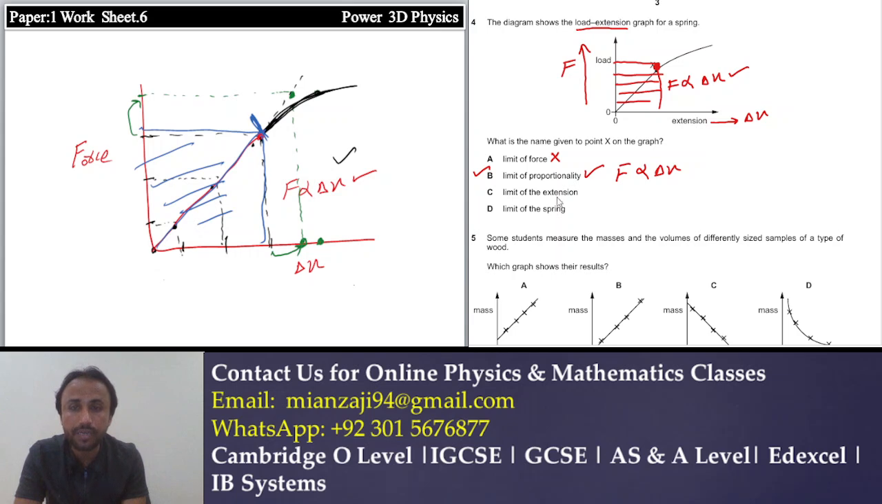Limit of extension, it's not a limit of extension. We can extend this wire up to its breaking point. Limit of the spring, it's not the limit of the spring. These are some irrelevant options. So the right option is limit of proportionality, where the formula F directly proportional to delta x is valid in this region. This is all about question number 4. Thanks for watching.